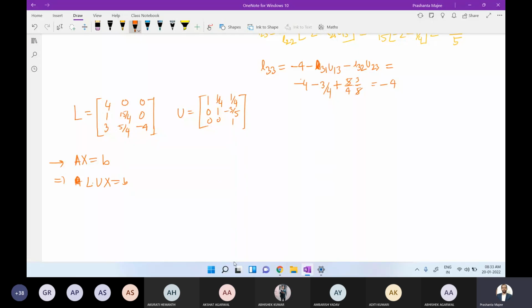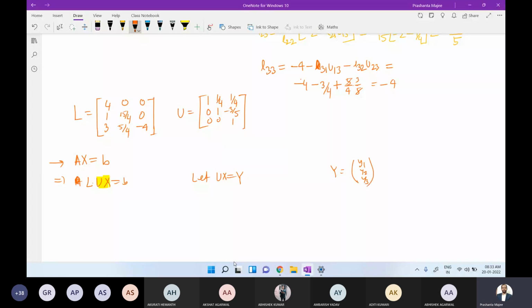Now what you do? You consider this part Ux. Since X is unknown and U is a known matrix, U into X will be unknown. So you consider U into X equals to some other unknown Y. So let U into X equals to Y. What is Y? Y is, let's say, Y1, Y2, Y3.